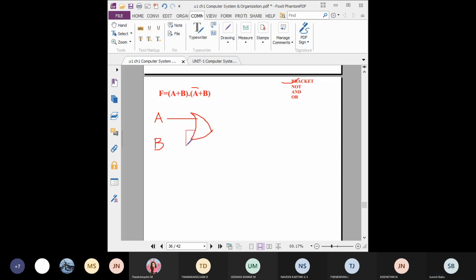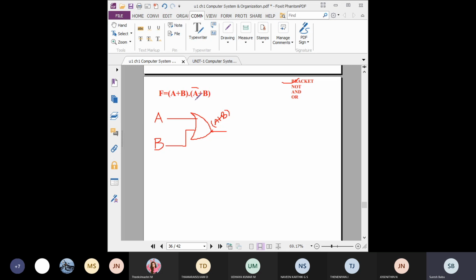So the inputs will be A and B. For A plus B, this output is A plus B. You can write it here also, A plus B. This is how you have to write in the exam also.